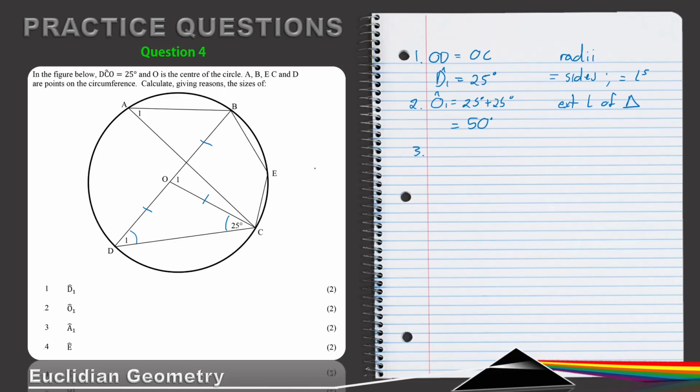Then for number 3, now we're looking for A1. So A1 is this angle, and both A1 and D1 are subtended by BC. So they are equal because they are angles in the same segment. So A1 is also equal to 25, angles in same segment.